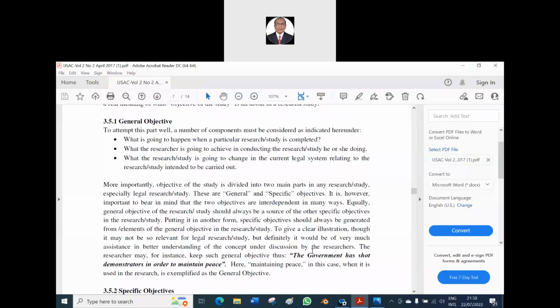Government has shot demonstrators in order to maintain peace. Do you think the government will shoot? Police will shoot. But how will the police start? They will get a command from their higher authorities, because the police duty is to keep law and order, and at that time they can use the power. So the statement is, the government has shot demonstrators in order to maintain peace. When you're shooting, there is a procedure. What is the procedure in shooting?